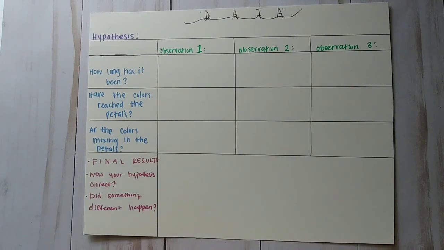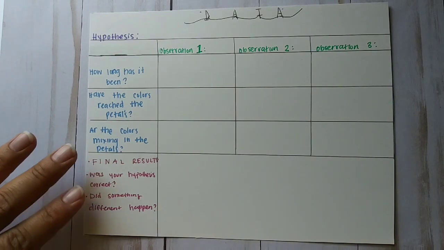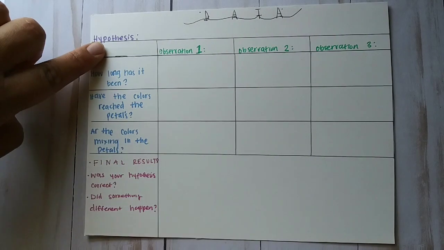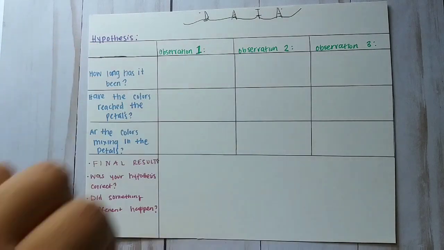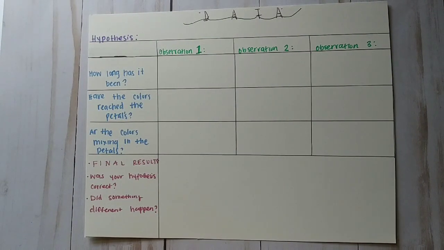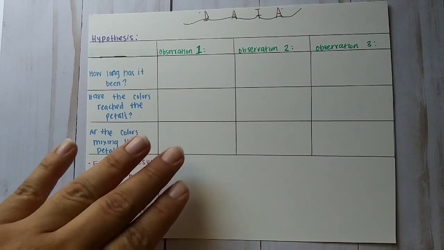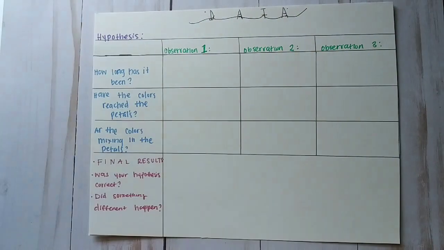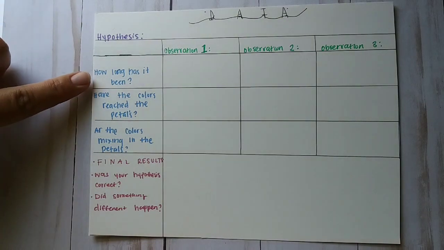Okay, this is my data chart. You don't have to do it exactly like I did it, but this is more of an example. At the top is the hypothesis. That's where I'm going to write what I think is going to happen during this flower experiment. And then on the sides I have some questions that I'm going to be answering during each observation of the flowers. The observations are going to be the check-ins that you're going to do with the flowers to see how the experiment is going.